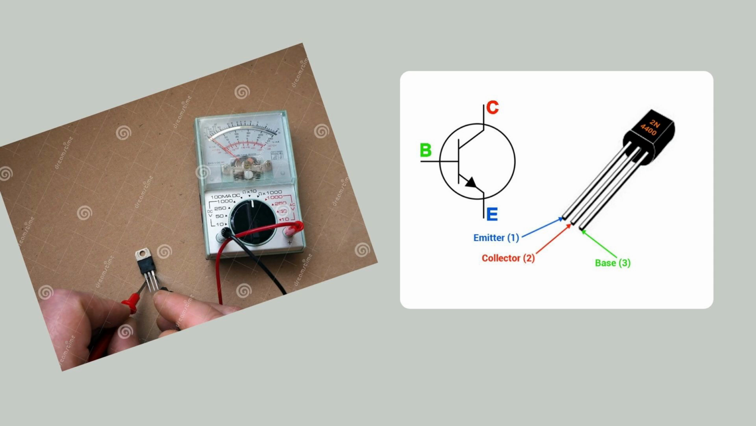Last one is to identify the emitter and collector. The emitter will typically show a higher voltage drop than the collector when forward biased with respect to the base.